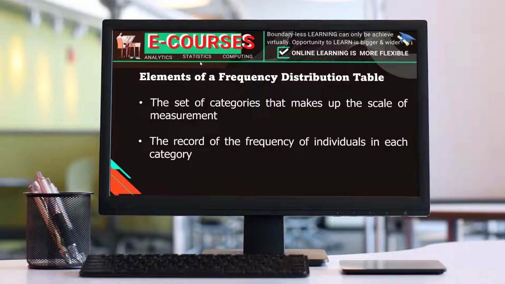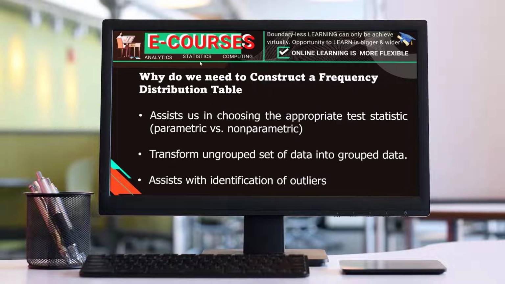Alright? There are two elements of a frequency distribution table. The first is the set of categories that makes up the scale of measurement. The second is the record of the frequency of the individuals in each of the categories.